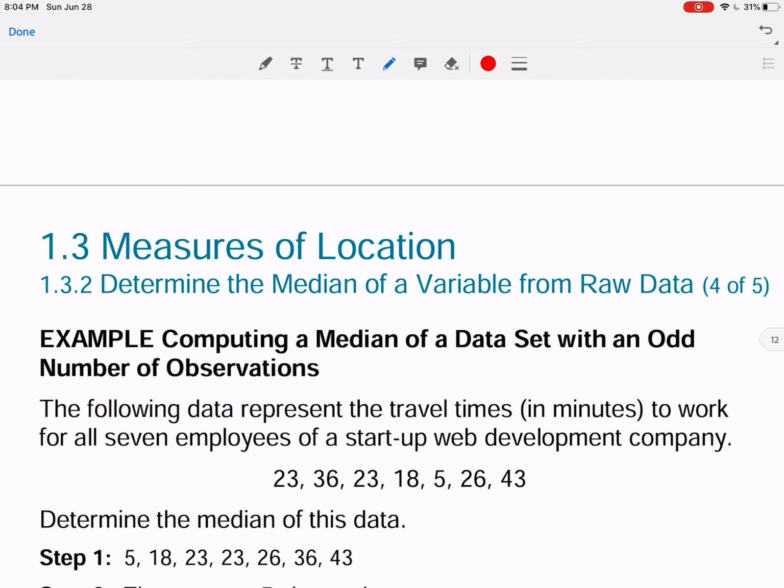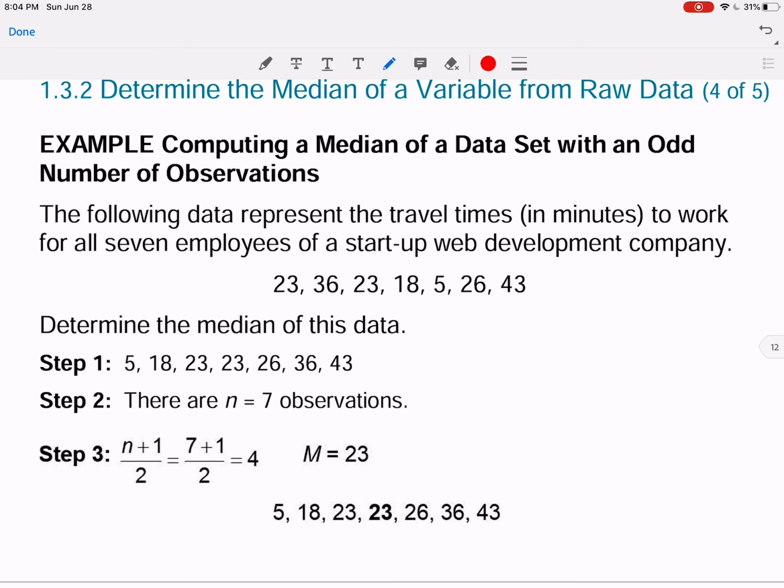method, let's take a look at this example. Actually, this is the example we just went over previously. Now let's take a look at how to find the median of this data set. It's still those 7 numbers, and we want to find the median. First of all, we rearrange them in ascending order: 5, 18, 23, 23, 26, 36, and 43. Step 2, there are n observations; n is 7. We have to find the value of n.